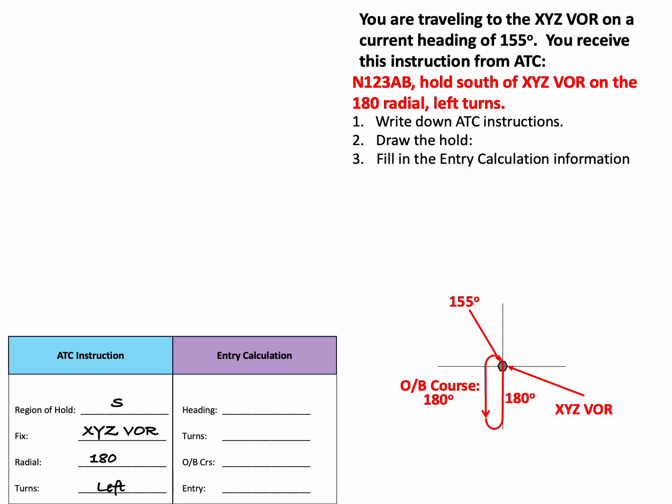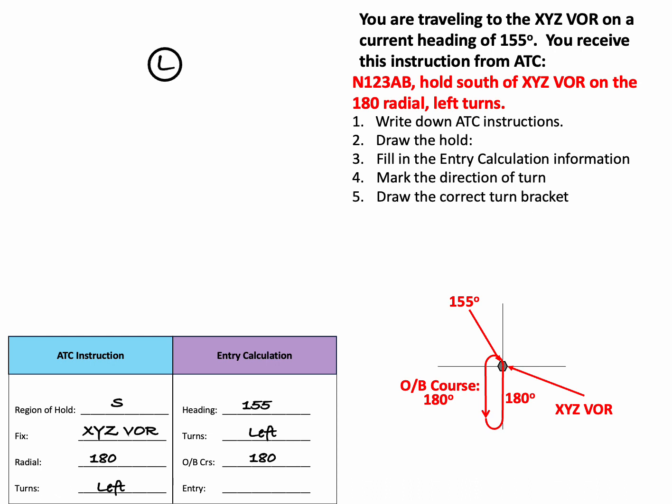With that complete, use the information on your diagram to fill in the entry calculation. Heading we know is 155, turns are left turns, and outbound course is 180. Start by marking the direction of the turn, left. Draw the hold entry bracket and add labels for the sections.